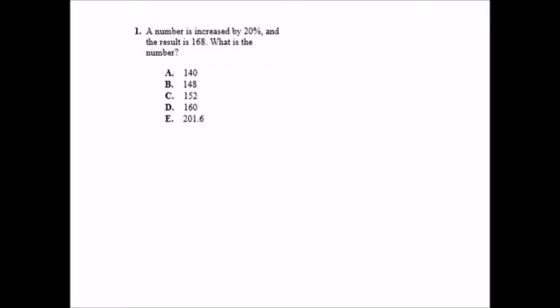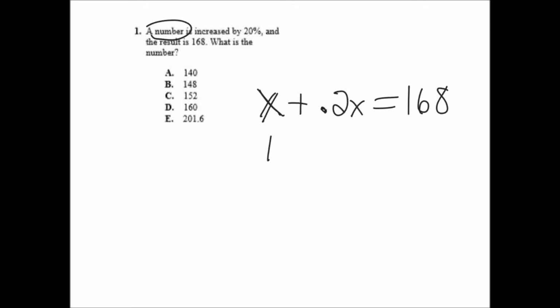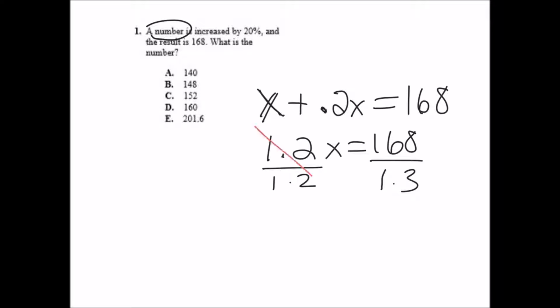Question number 1 says a number x is increased by 20% and result is 168. What is the number? So we have the number x plus 20% of x equals 168. Add these two together, you get 1.2 total x's equals 168. Divide both sides by 1.2. Cancel out here. Using my calculator, I get x equals 140. Correct answer is A.